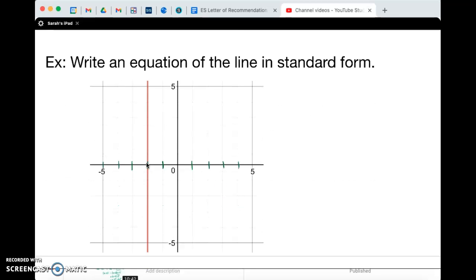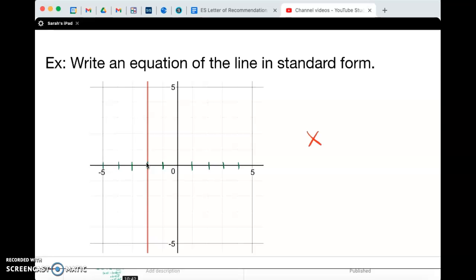Here's the next part. This is the vertical line. Is it y equals or x equals? It has to be x equals. Yeah, and it's crossing the x-axis at -2, so x equals -2. Done.